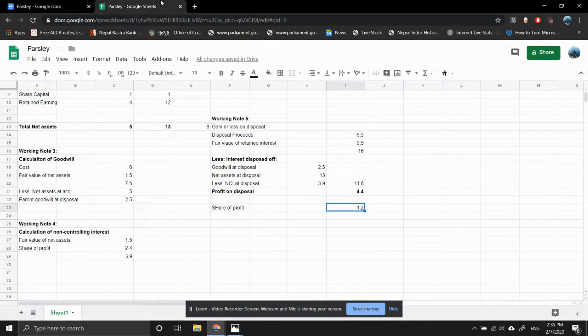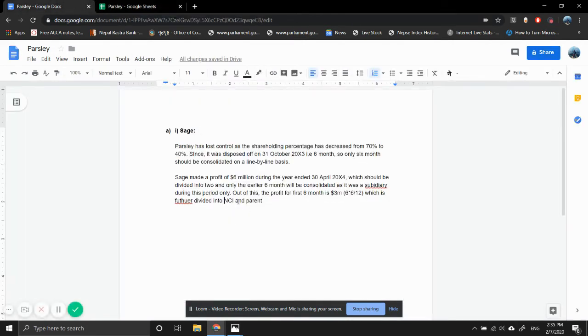Let's calculate that as well, okay, quickly. 3, right, into what was the parent's holding, 70%, and then the NCI holding was 30%, so 3 into 0.3, right? So 2.1 and 0.9 million. All right.